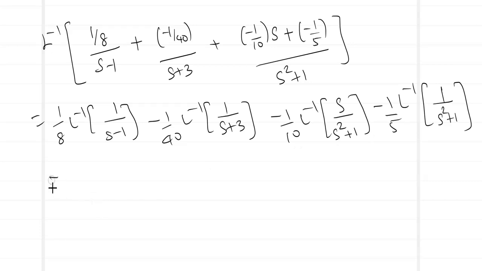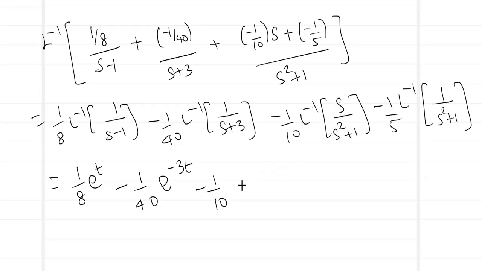Now it is just an easy task to compare it with the formulas which we have already studied and then get our final answer. So this makes it 1 by 8 times, for s minus 1, e to the power of plus t. The next term will be equal to minus 1 by 40 times Laplace inverse of 1 by s plus 3. What is going to be my s plus 3? So this gives me e to the power of minus 3t. Then minus 1 by 10 times Laplace inverse of s by s square plus 1.